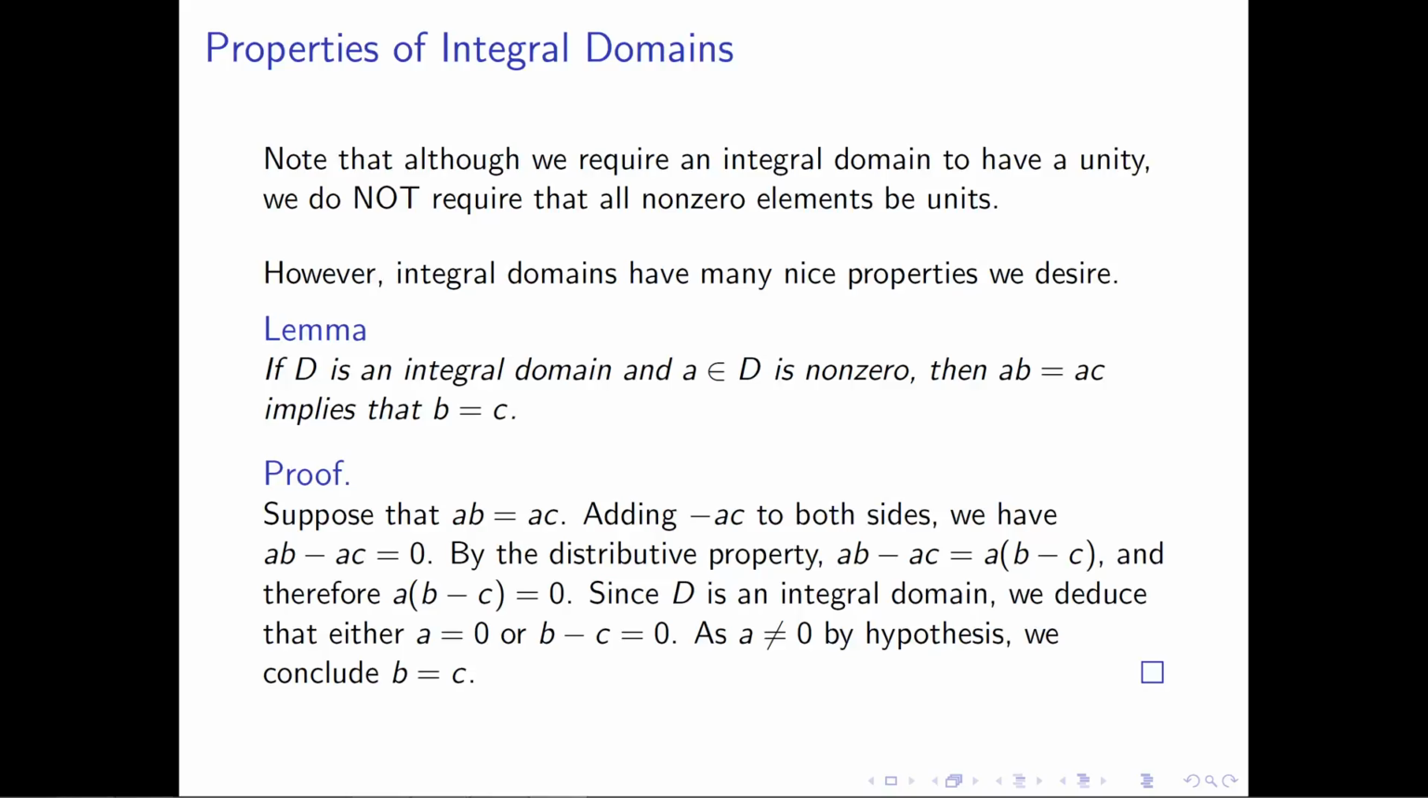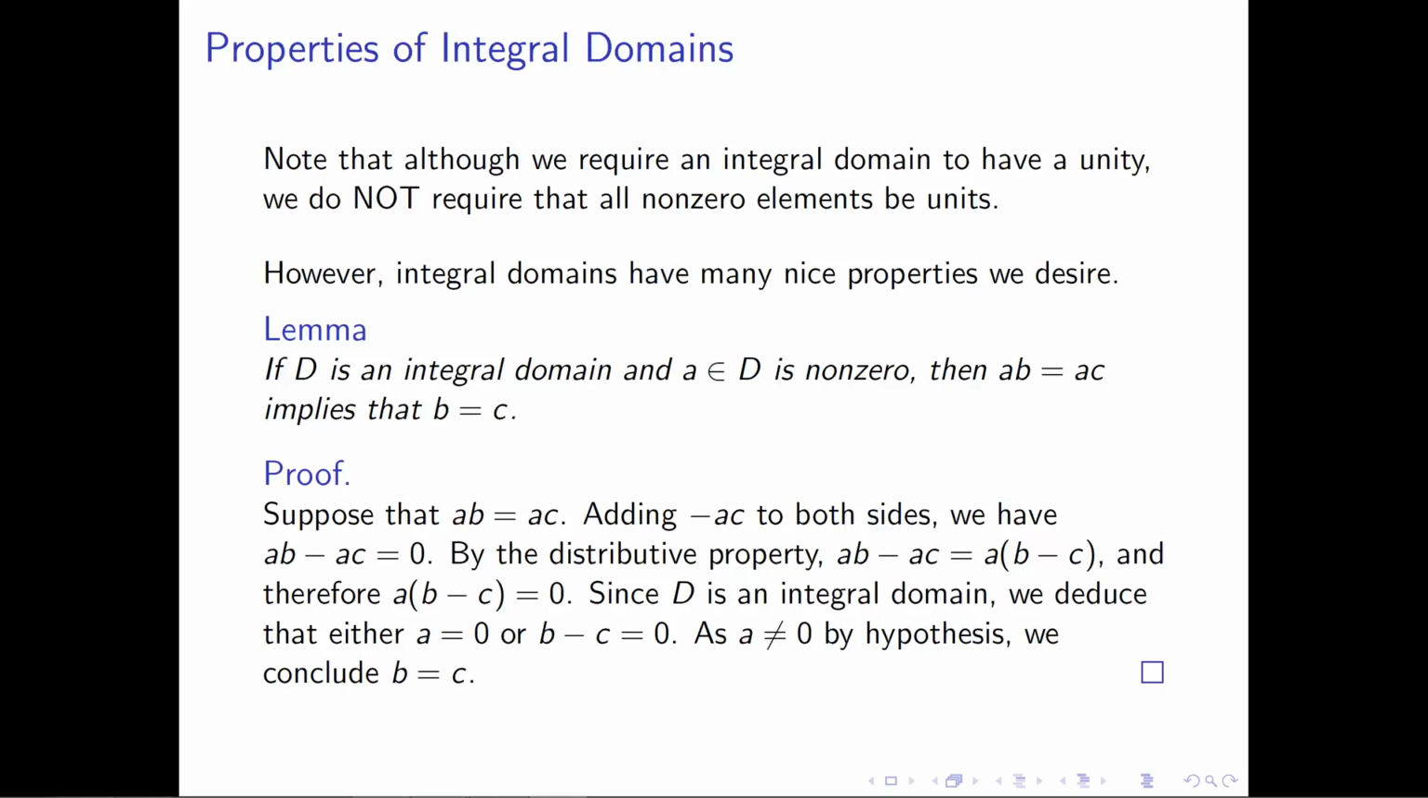It's a little bit tempting, when you see that equation, AB equals AC, to maybe cancel the A's or say let's divide both sides by A, which division in an abstract algebra class means multiply both sides by the multiplicative inverse of A. However, we're not really allowed to do that because we are not requiring that non-zero elements be units here. However, we still are able to obtain this cancellation result that we'd like.